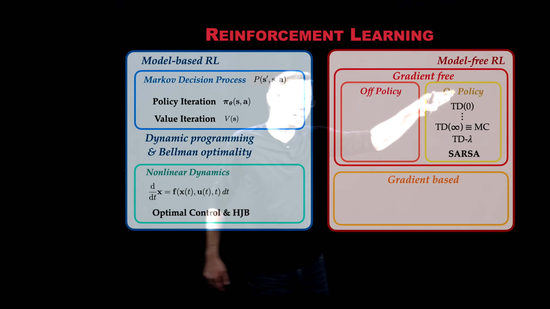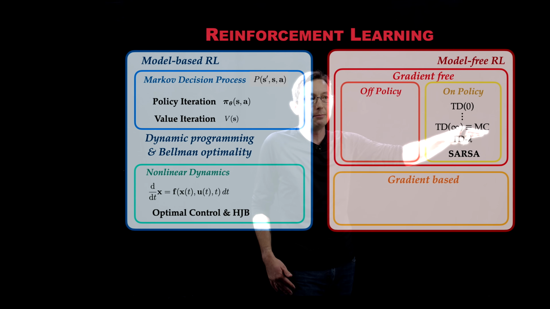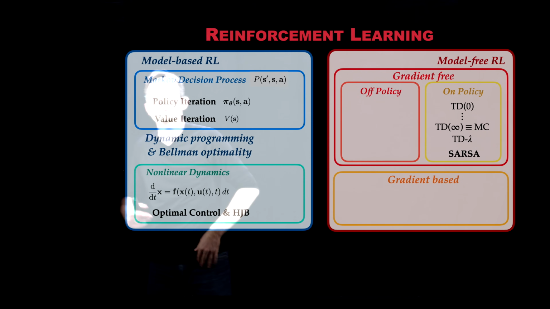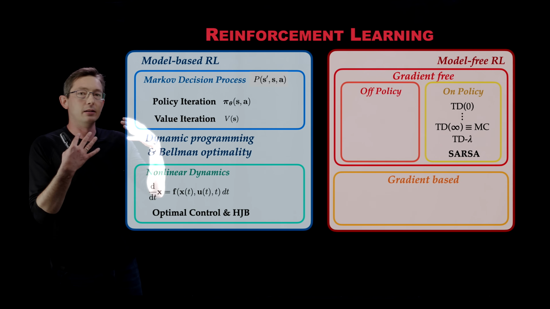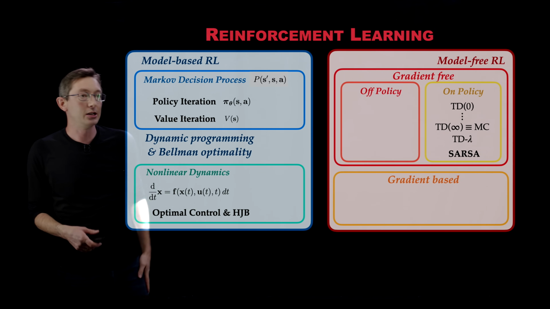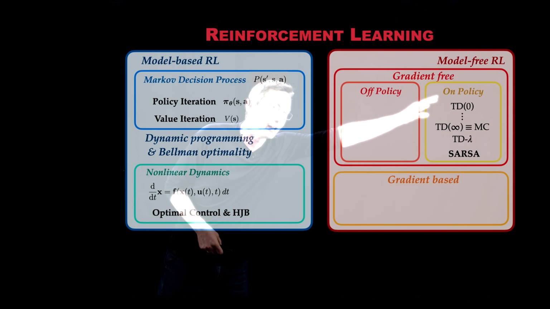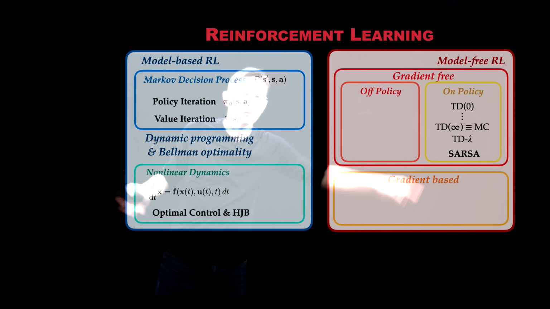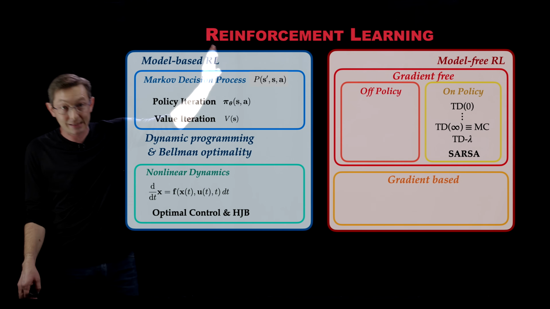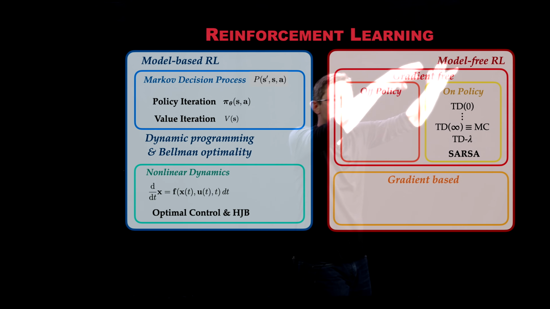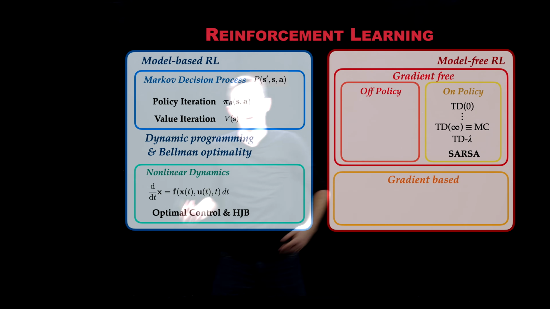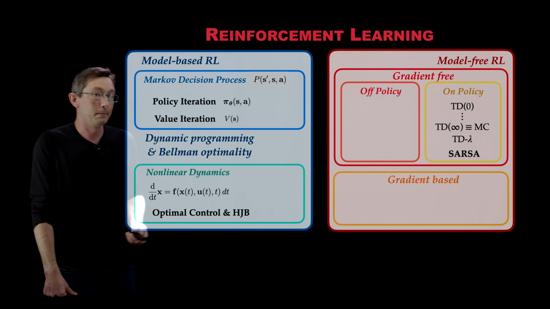And these TDs mean temporal difference, and MC is Monte Carlo. And so there's this whole family of gradient-free optimization techniques that use different amounts of history. I'll talk all about that. That's going to be a whole other lecture, this red box, gradient-free, model-free reinforcement learning.